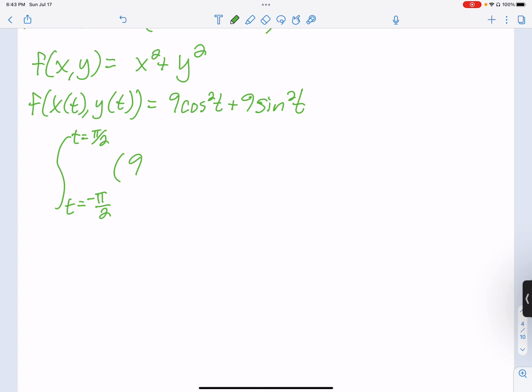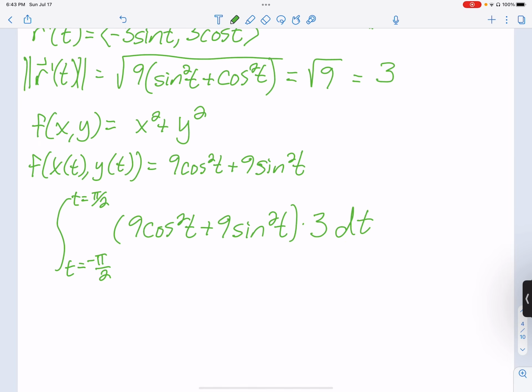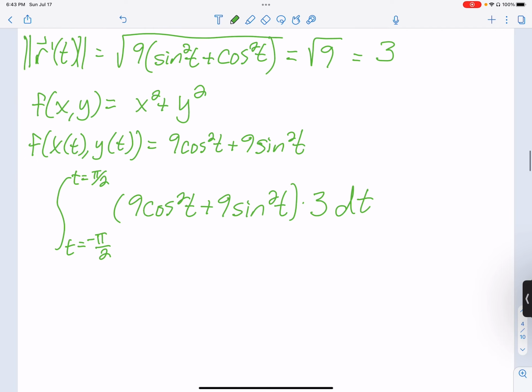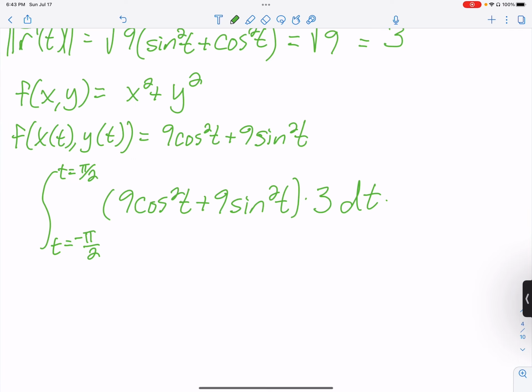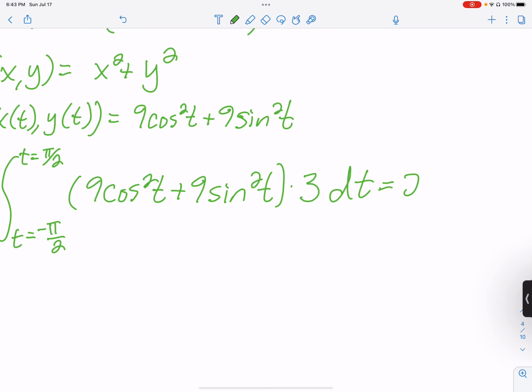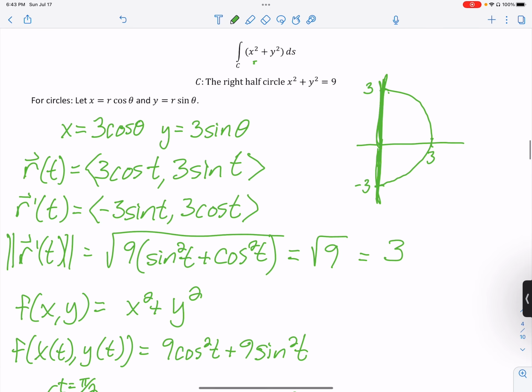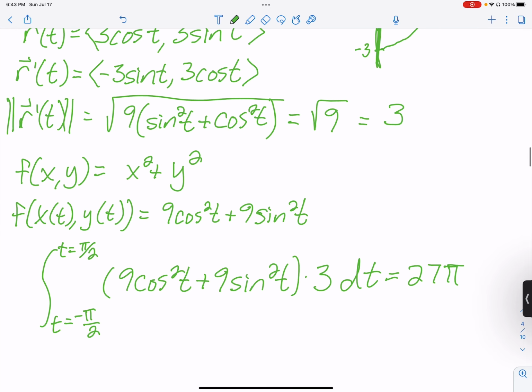Right, then we do 9 cosine squared t plus 9 sine squared t, and we times that by the 3 dt. 3 was the magnitude. All right, so this actually works out. If you want to try to work it out, this one's okay because that cosine sine squared was going to make things fine for us. This becomes 27 pi. I'd encourage you to work it out. But that is the mass of the wire if the function in the integrand, x squared plus y squared, is a density function for whatever we're talking about.